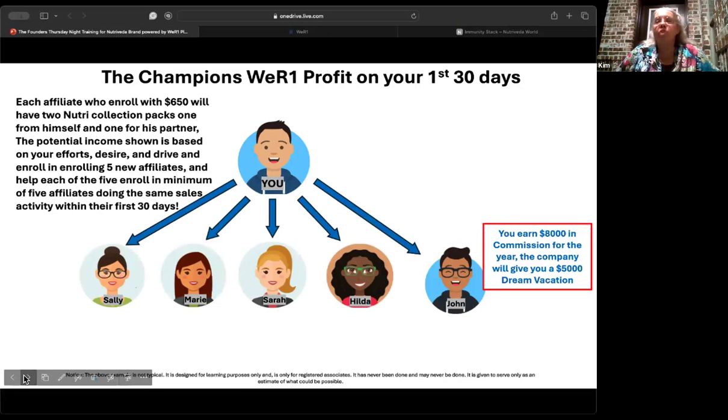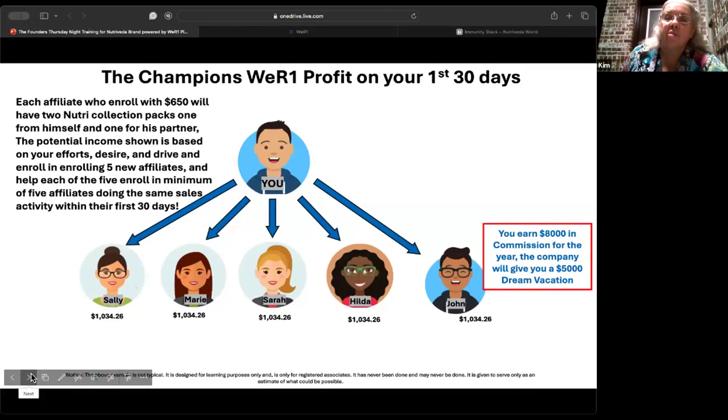So if you share with 5 people who are looking to do exactly the same thing that you do, they're going to share Nutraveda with 6 families, 2 Nutraveda collections. And this is the source of income that you're going to be able to receive off of each person: a little over $1,000.